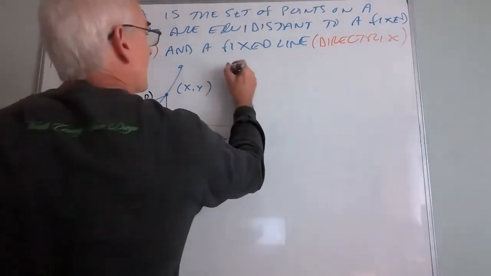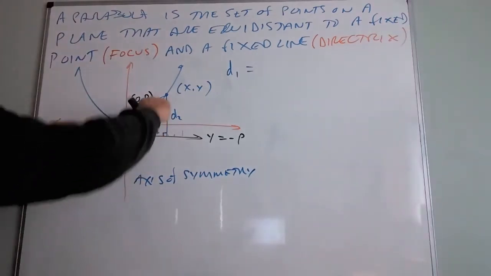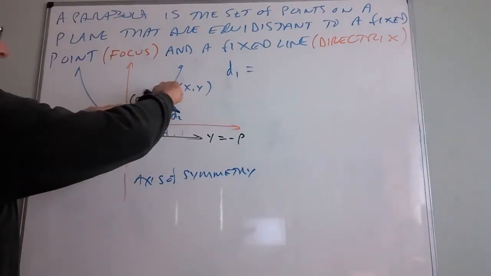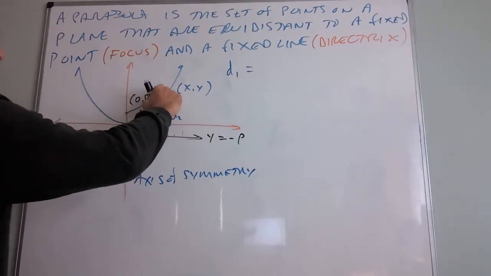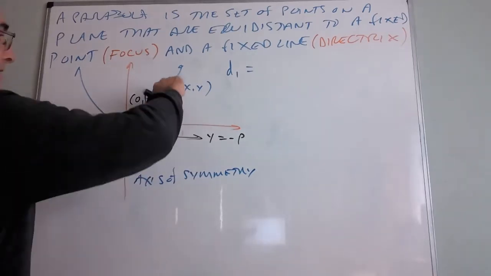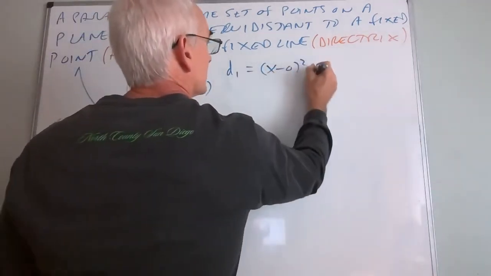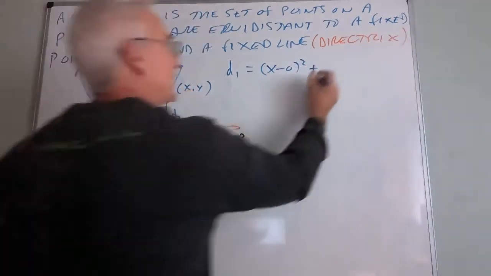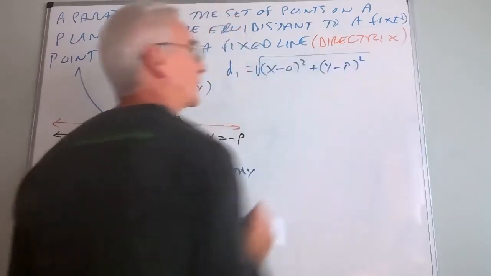Using nothing more than the distance formula, right? The distance between points is the square root of the sum of the squares of the differences in x and y. So this is 0, p. It's x minus 0, squared, plus y minus p, squared, all under the square root.